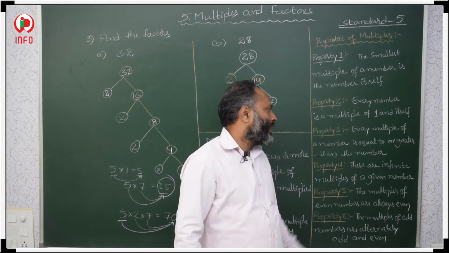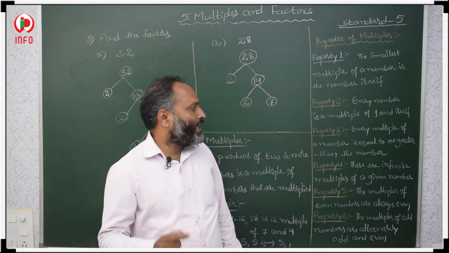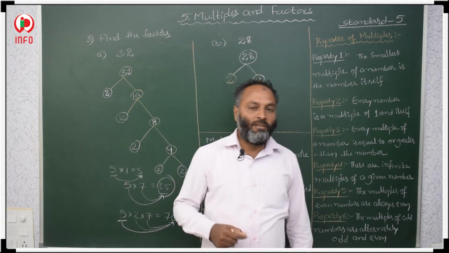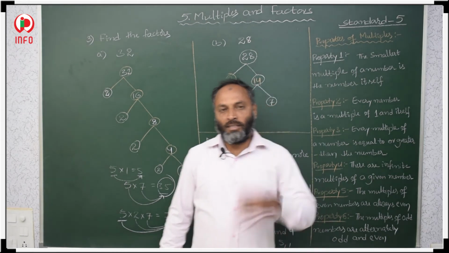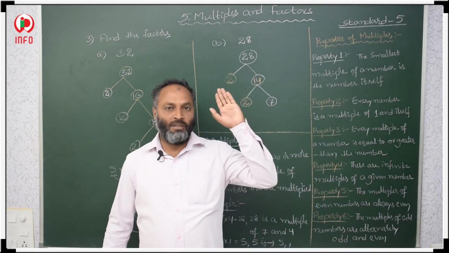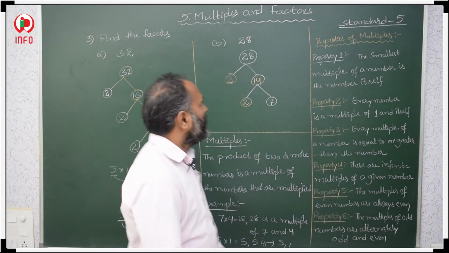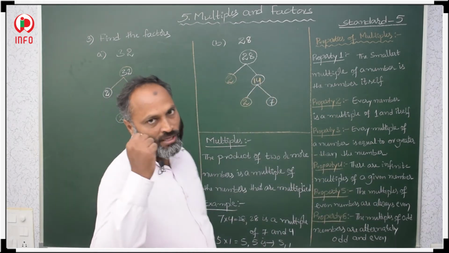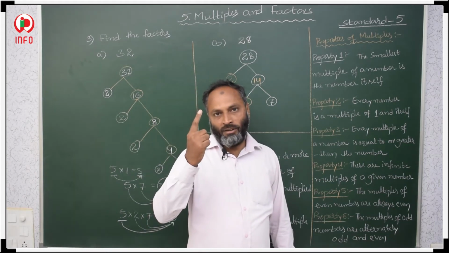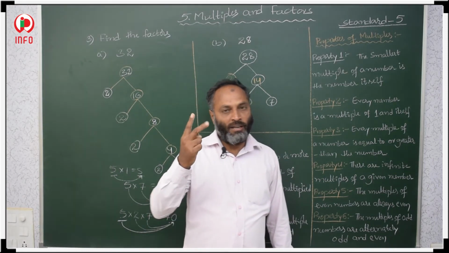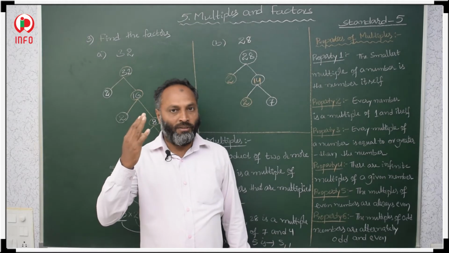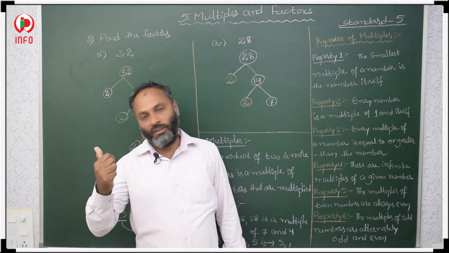The third property: every multiple of a number is equal to or greater than the number. Take the 5 table: 5 ones are 5, so it is equal to 5. 5 twos are 10, greater than. 5 threes are 15, greater than. 5 fours are 20, greater than. 5 fives are 25, greater than.